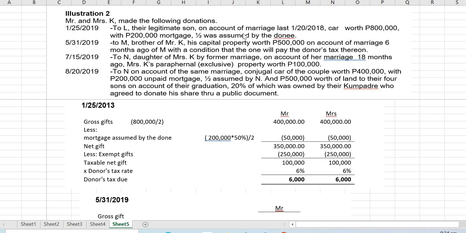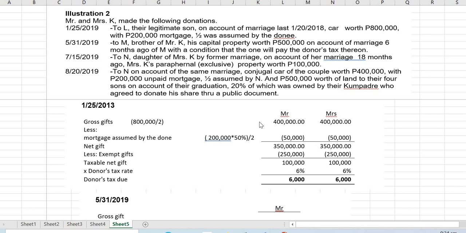So if silent, the property they donated is common property unless it has been mentioned that it's part of his exclusive property. So if it is common property, it should be split between the husband and the wife, Mr. and Mrs. So that would be 800,000 divided by 2. Even the donation deduction is also divided by 2, right? So take note that only one half is assumed, so 200,000 times 50%.